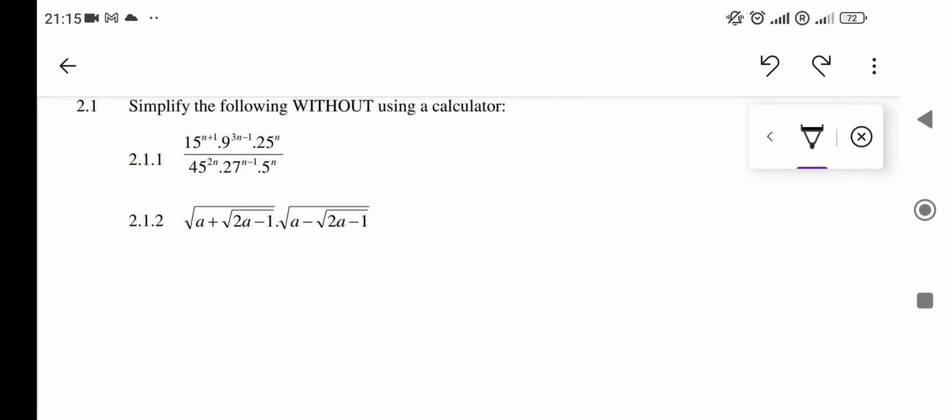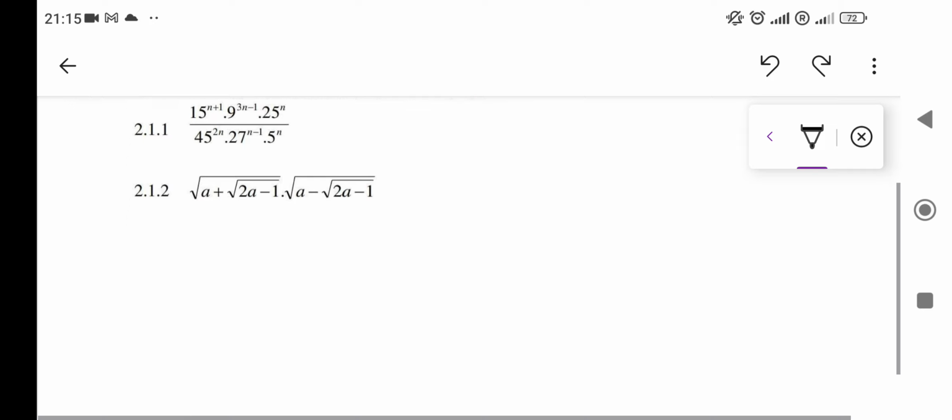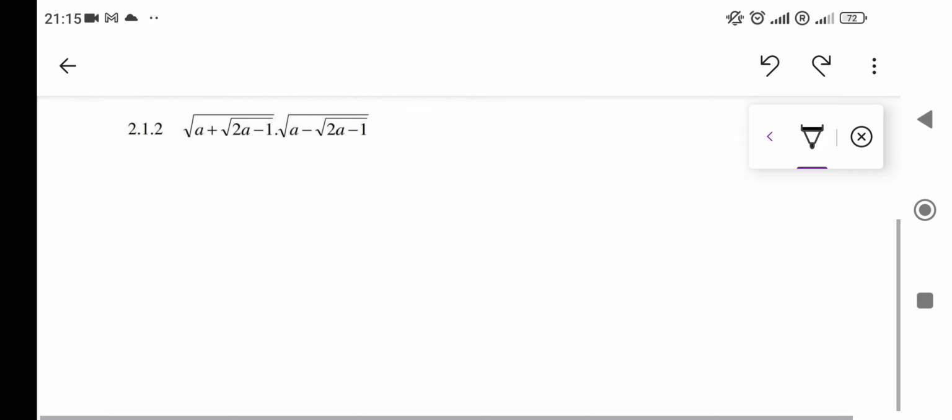Okay, let's look at 2.1.2. This is a nice question. Not something that we see every day, but practice questions like these are normally your higher order questions, but it's still easy. Okay, before we maybe delve into the question, let's just think back to one of our exponential laws.